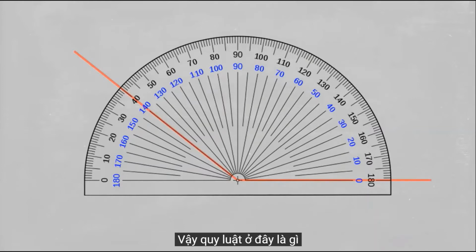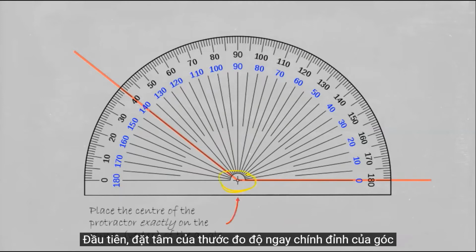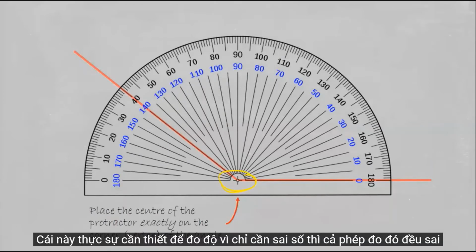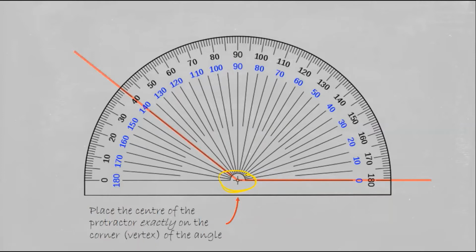So what are the rules here? First, place the center of the protractor exactly on the corner, the vertex of the angle. This really affects your measurement, because if you have it wrong, then your measurement will be wrong.